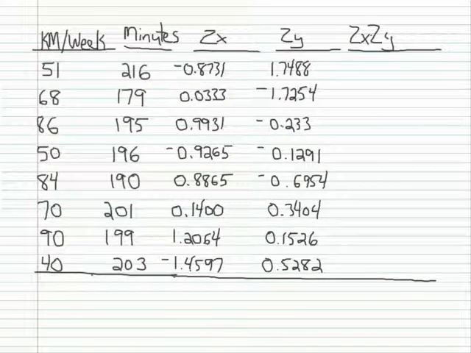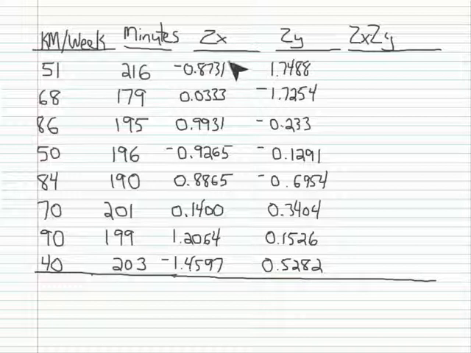This example of computing a correlation looks at the relationship between the number of kilometers run per week and a runner's marathon finish time in minutes. What you're seeing are the original values in the first two columns, and in the columns labeled ZX and ZY, these are the z-scores.